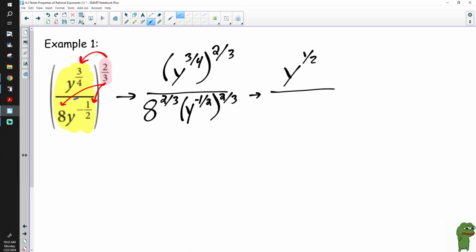On the bottom, okay, 8 to the 2/3. Those are just all numbers. Is there a variable in this? No. We just put it in our calculator. What is 8 to the power 2/3? You just put it in your calculator. It should just be 4.